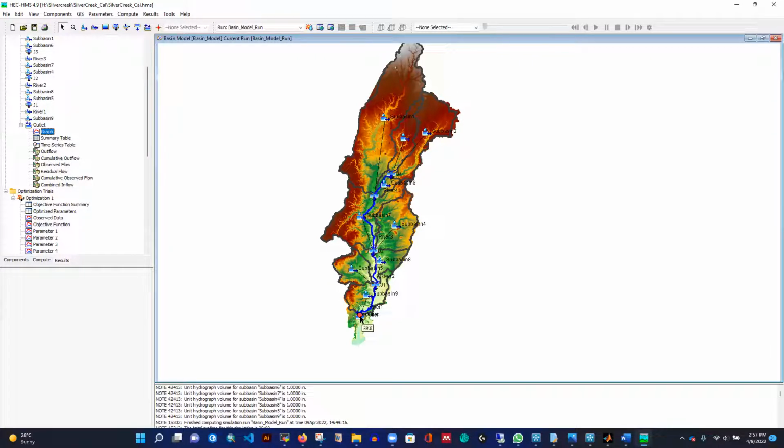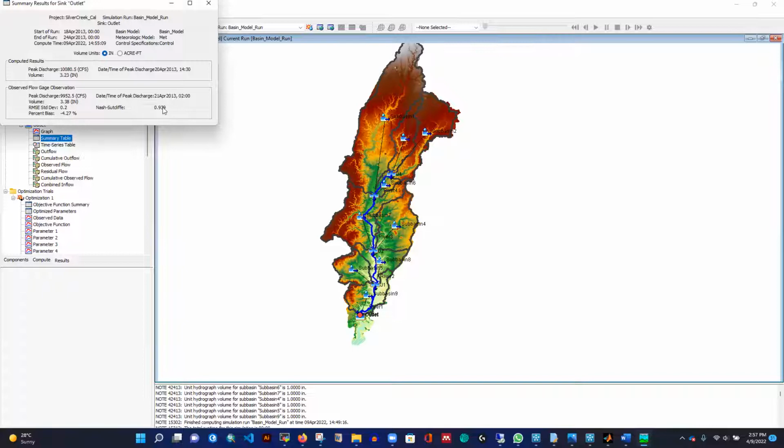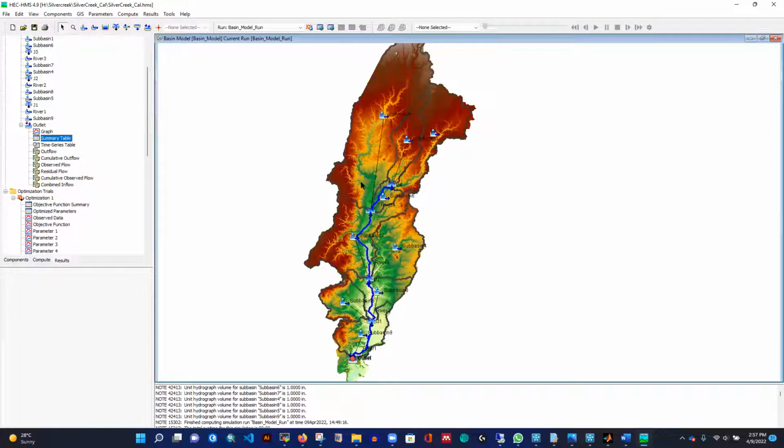But for this watershed, I don't have observation data here or here. I have only one outlet there. So that's why I'm just selecting this point as my calibration point. And I think the calibration looks pretty good. It is almost 0.93.